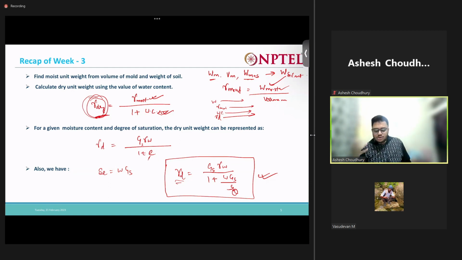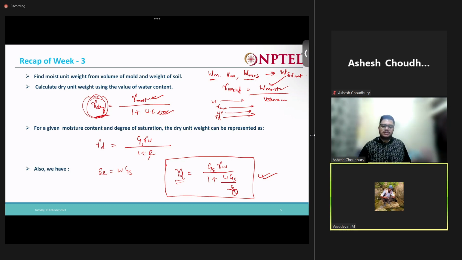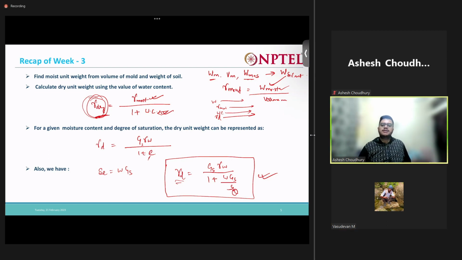Now you might be thinking, why are we using this dry density, right? The only reason is that, if we remember from our first week lecture, dry density is used as a measure of the denseness of the soil, right? A direct measure of the denseness of the soil. So we are here determining the dry density.